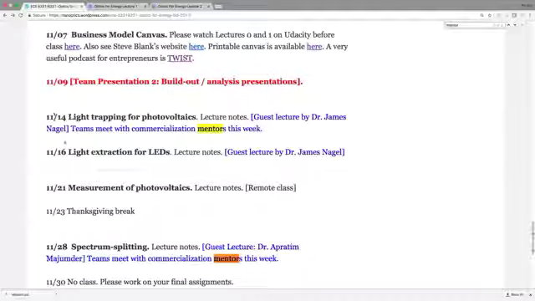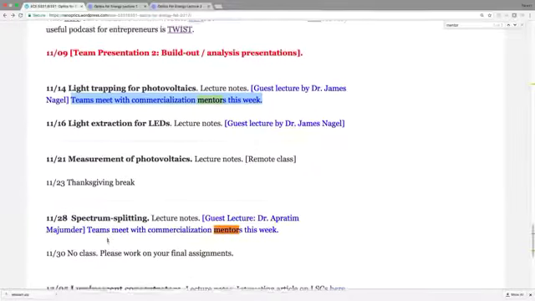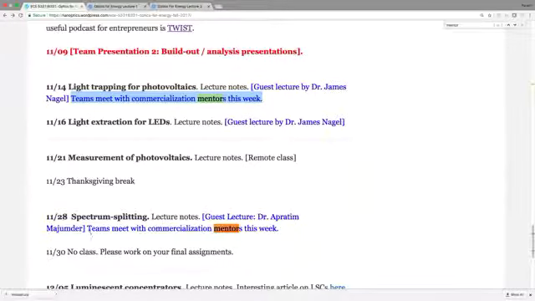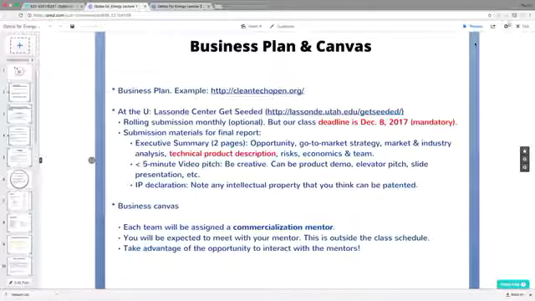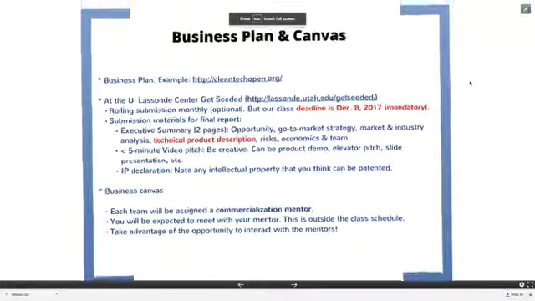So mid-November, I said teams meet with commercialization mentors this week, so that's November 14th, and November 28th, after Thanksgiving. So these two are mandatory. You're welcome to meet more. And the idea is to help you put together your final presentation and your final report.